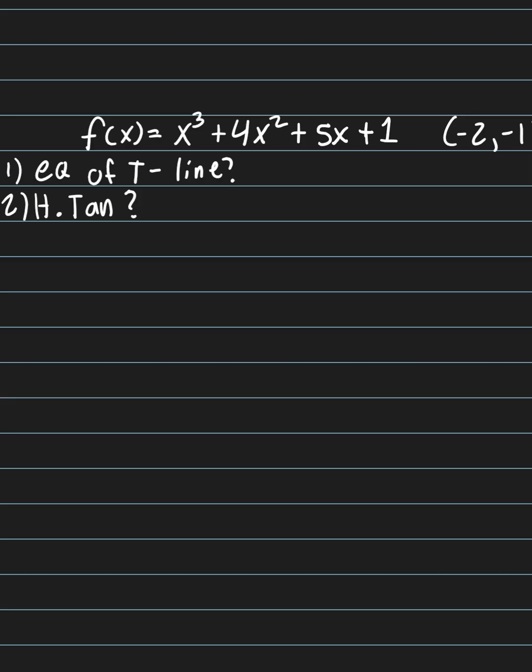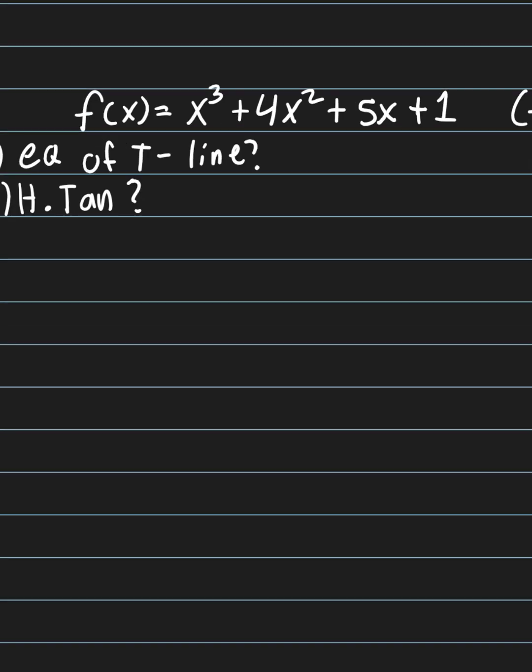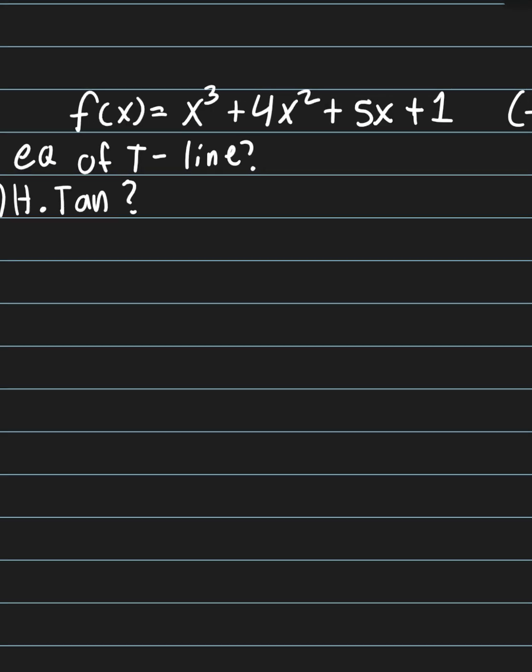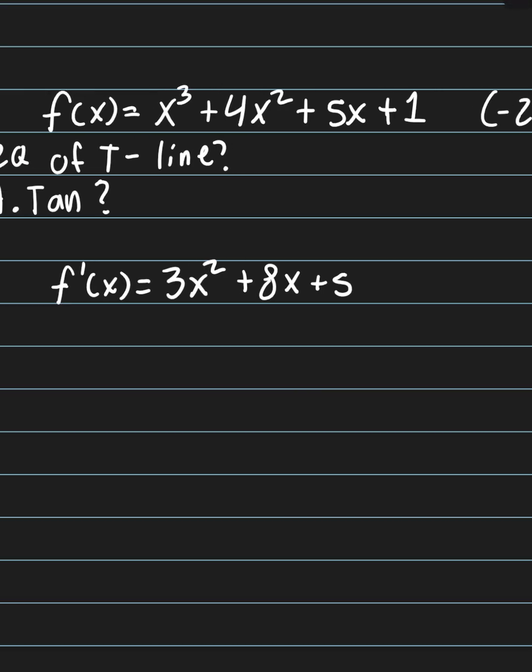Okay, so first off, let's get the derivative. What's the derivative? Let's go. f prime of x is equal to 3x squared plus 8x plus 5. And the derivative of a constant, 1, is 0. So we don't have to add it. Now we can plug in our -2.